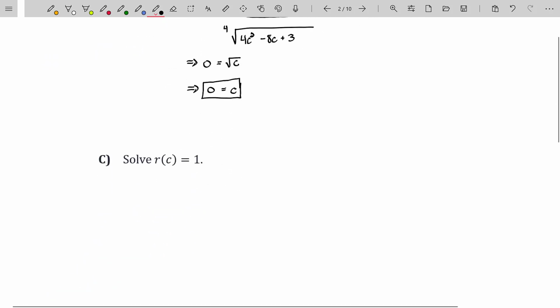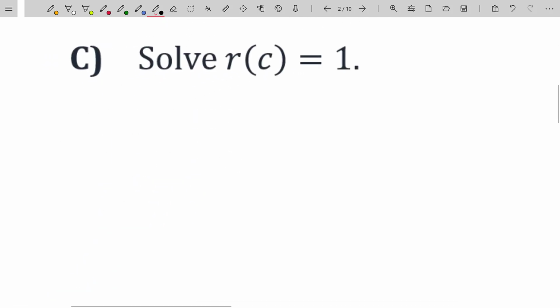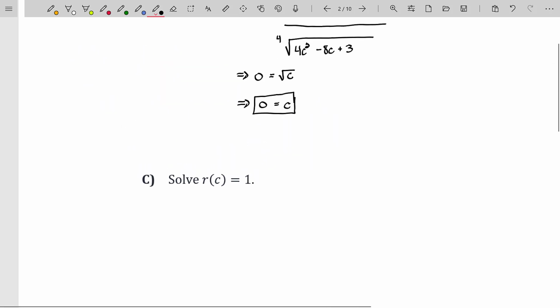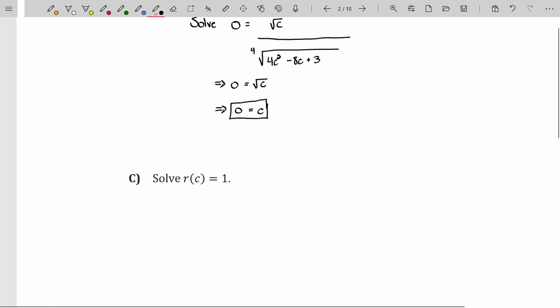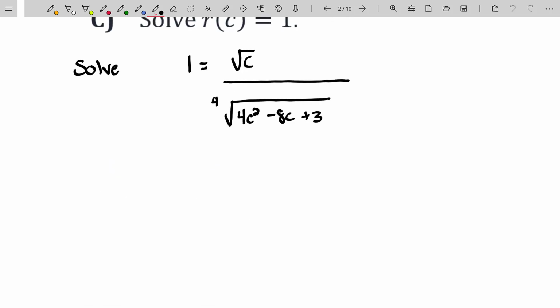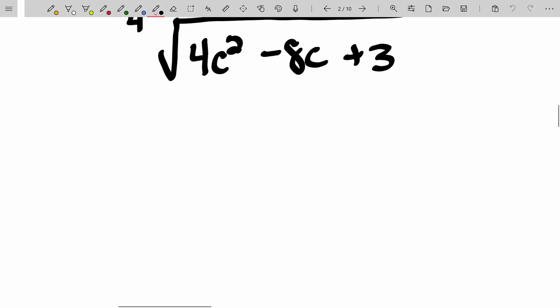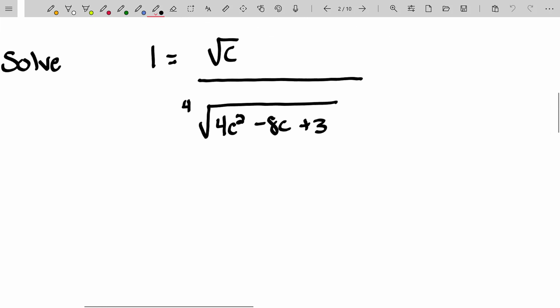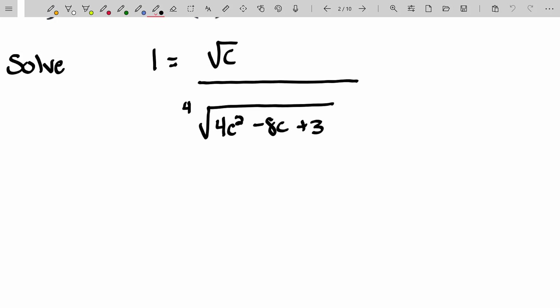Part C in this problem is solve R of C is equal to 1. So it's very much like part B, but in this case, we're going to let 1 equal our function, and we're going to solve that. So zooming in here, to solve this style of equation, you're going to go ahead and multiply both sides by the denominator, basically what I've heard students call fraction busting. You're just multiplying both sides by the LCD. There is something stated here that you have to be careful about. There's going to be a domain issue, but we can check that when we get to the end.